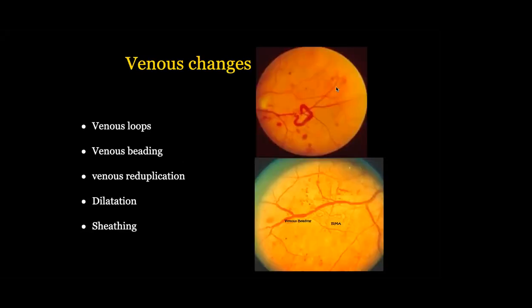Other changes are, this is venous looping. Then here you can see beading, venous beading. And apart from that, other non-proliferative changes you can also see, like blot hemorrhages, cotton wool spots and all.